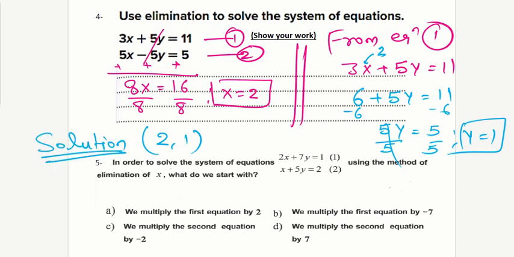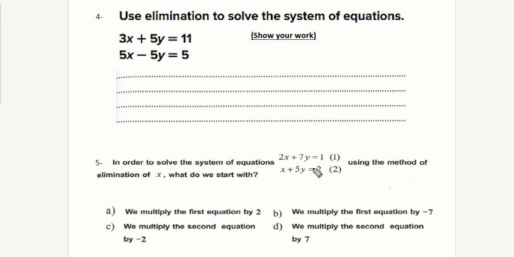Now the last question we have: in order to solve the system of equation 1, equation 2 using the method of elimination, what do we start with? Okay, now here, is this number the same? No. Is this number the same? No. So when the numbers are not the same, we use method of multiplication. That means we have to multiply with a number where we can make them the same.